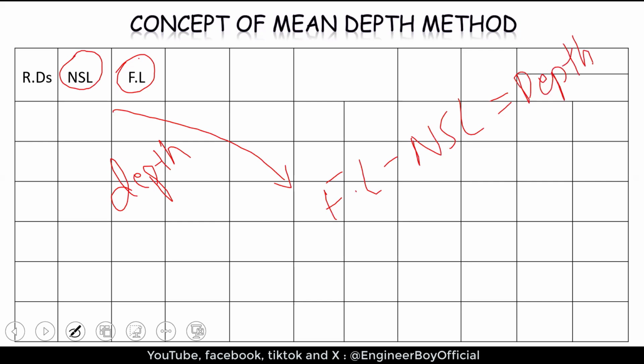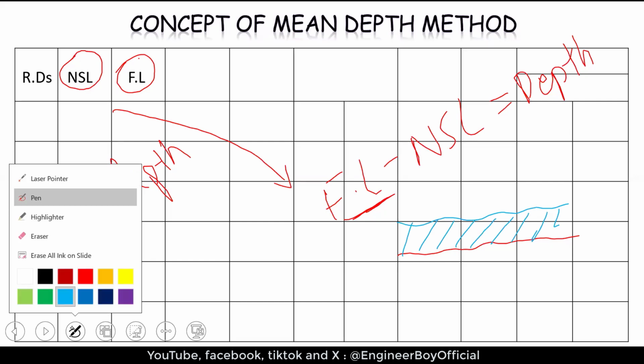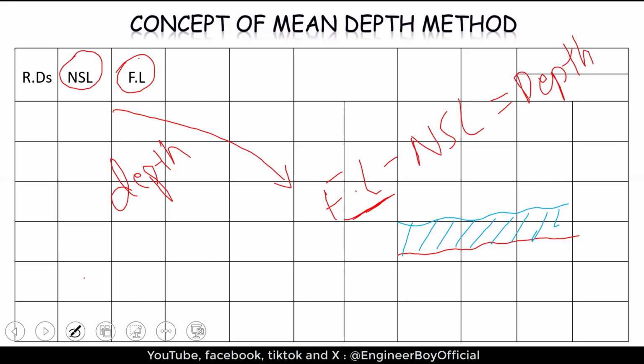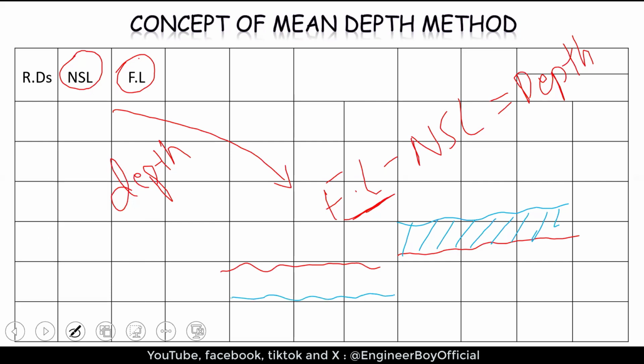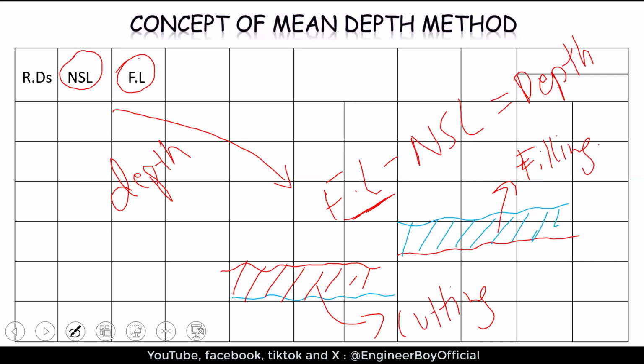Very simple. Now, let's say this is the initial, and this is the formation level. It means it is just filling, you can see it. However, if this is the initial, and over here we have the formation level, then of course it is just cutting. This should be cutting. And over here, this should be filling. So it's very straightforward, right?